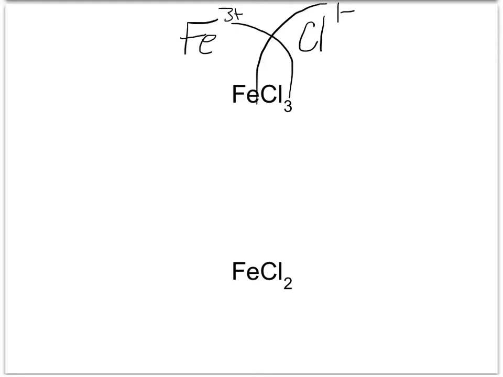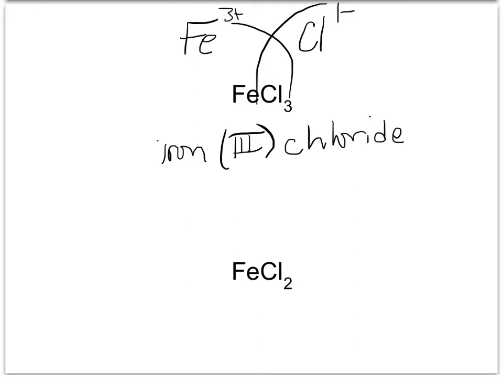I look and see, okay, chlorine is 1 minus. It should be, so we're good there. So you would name this compound iron, and then parentheses, Roman numeral 3, chloride. Okay, notice the 3 does not mean there are 3 irons. The 3 applies to the charge of iron. This 3 tells me that iron's charge is plus 3.